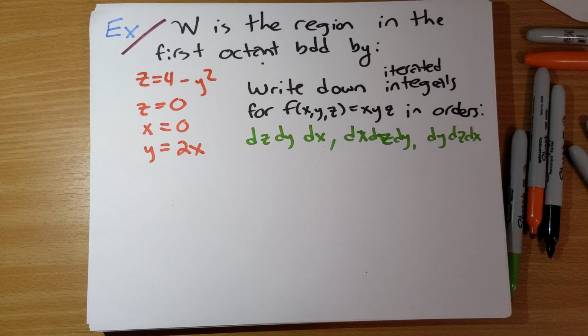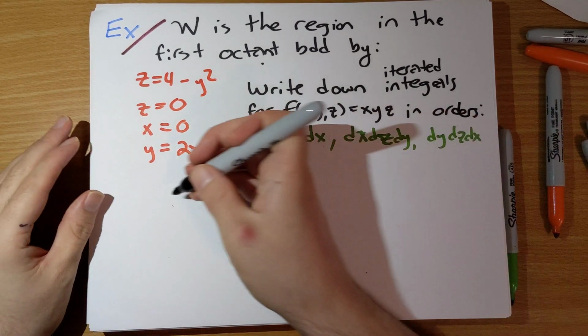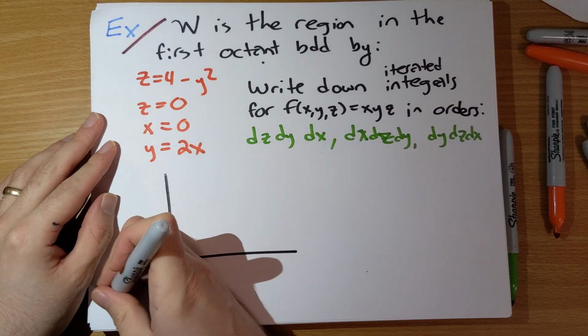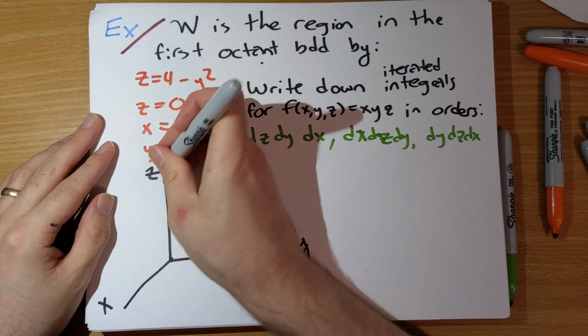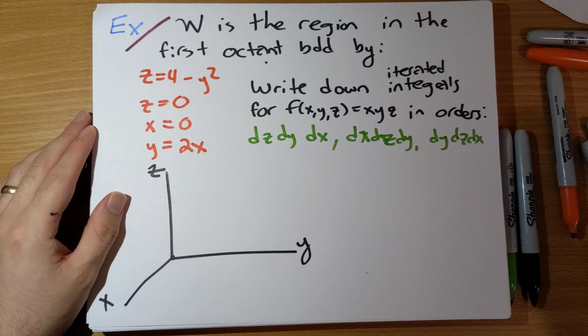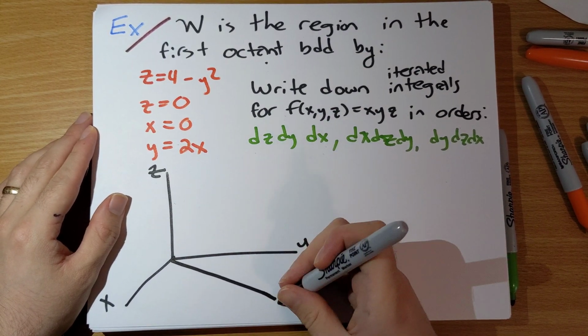orders. We know there are 6 possible orders. We're going to do these 3 orders here. Okay, before we do anything else, let's draw a picture to get a sense of what's going on here. So y equals 2x, that is this line coming here in the xy plane.